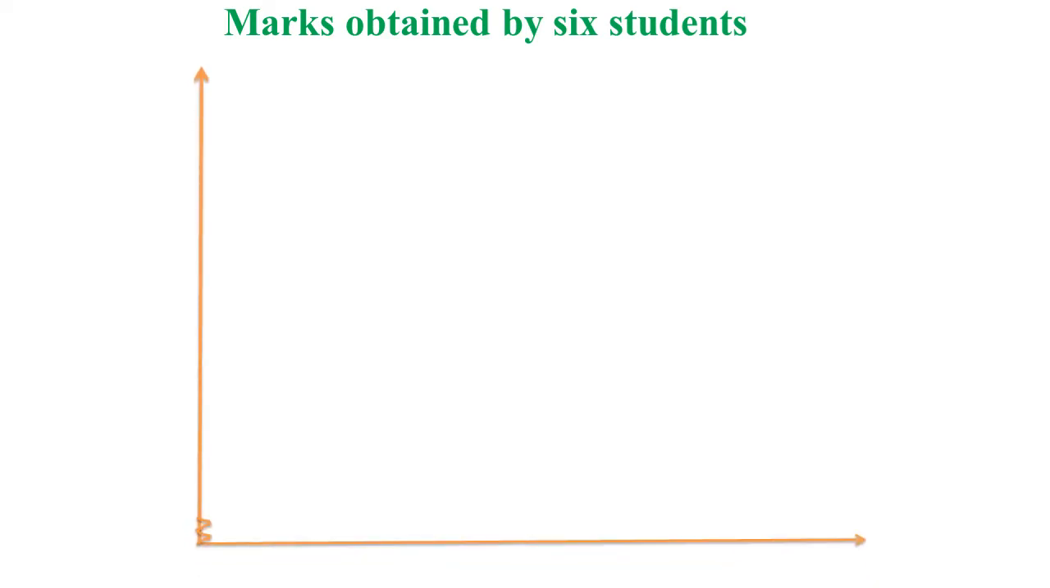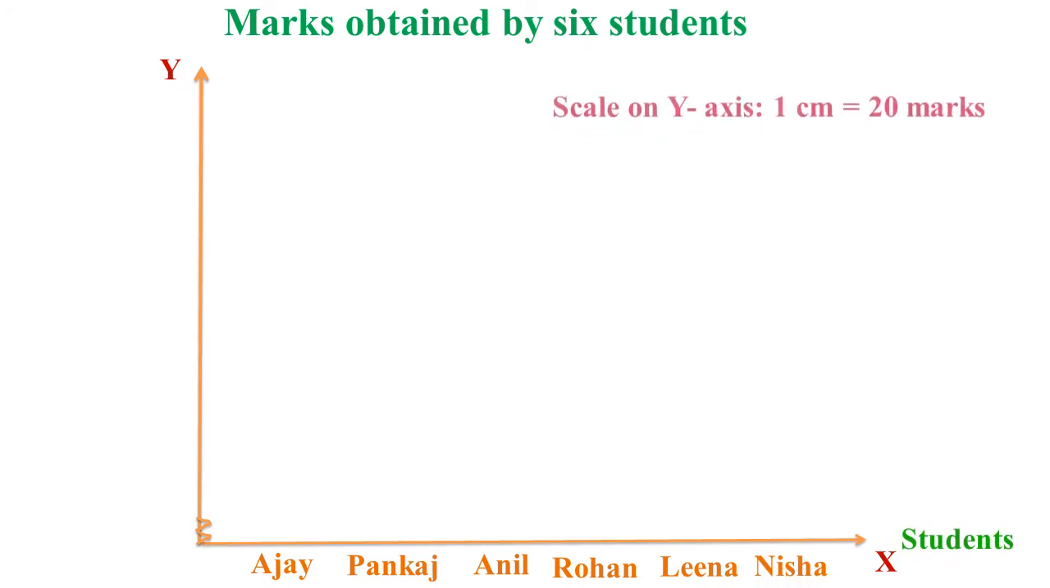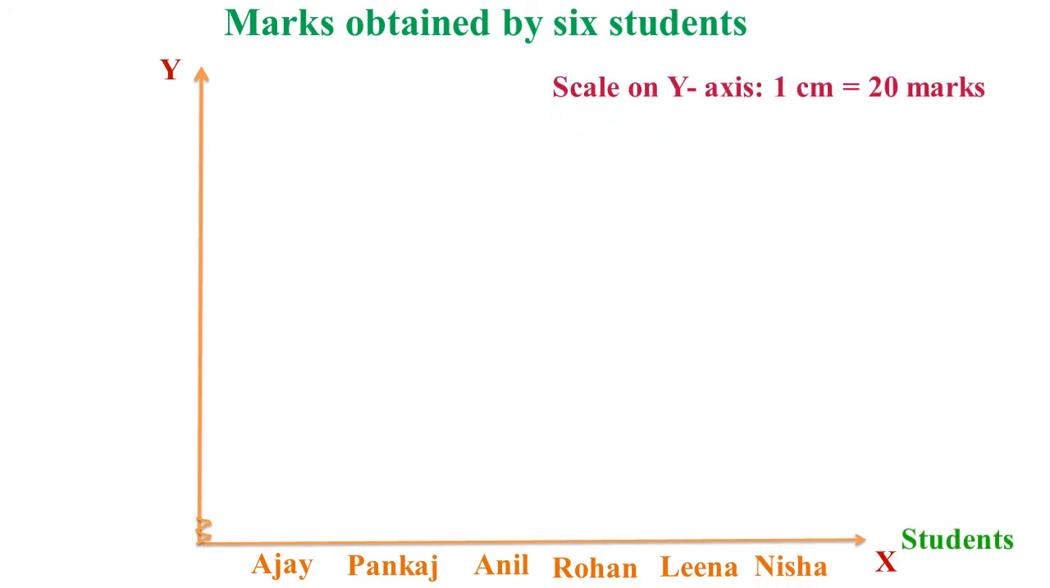Then draw a horizontal and vertical axis. Mark x and y. Label the x-axis with the names of the students: Ajay, Bajaj, Anil, Rohan, Leena, Nisha. These are students. Now we can choose scale. Scale on y-axis: 1 centimeter equals 20 marks.